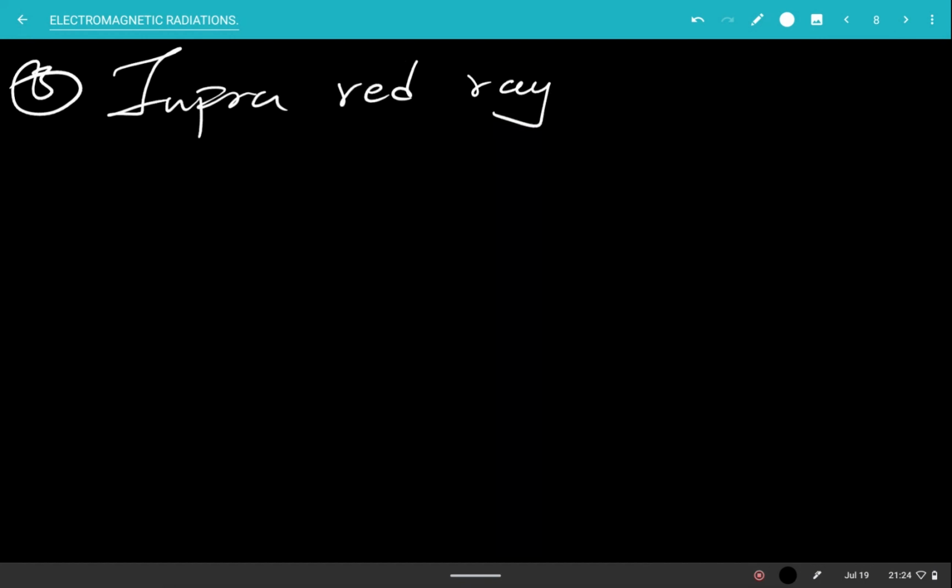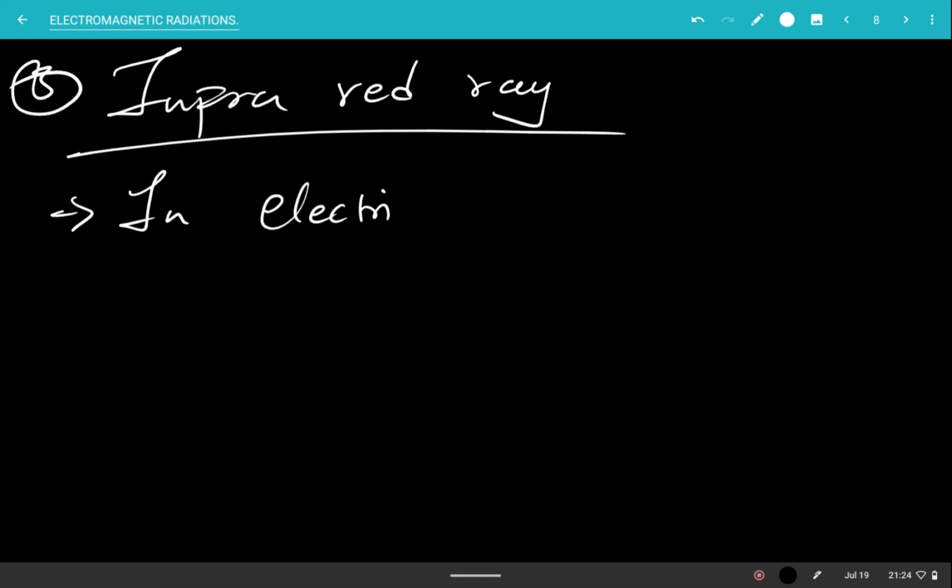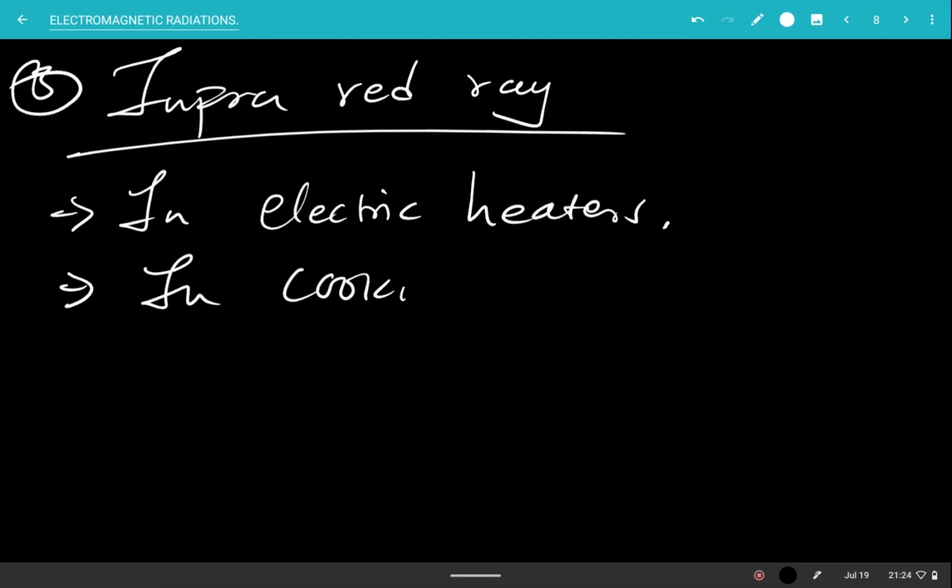Food. Then the third one is the infrared rays. Infrared rays are basically emitted by hot bodies. These are literally emitted by hot bodies. And if I look at the uses, we are going to look at the use of what? Electric heaters. So they are used in electric heaters. Not just that, they're also used for cooking food, as well as in infrared cameras if you want.